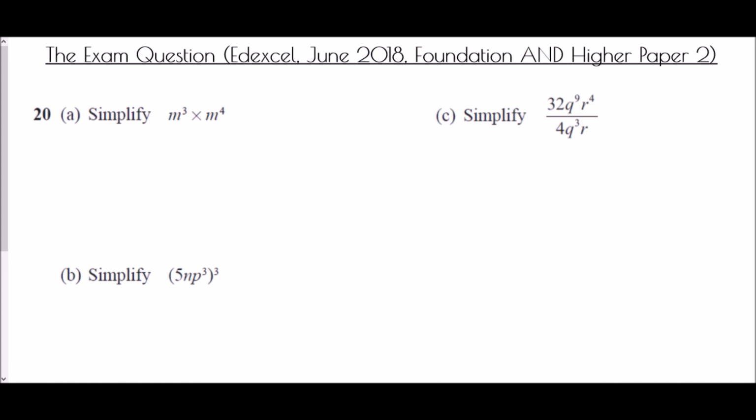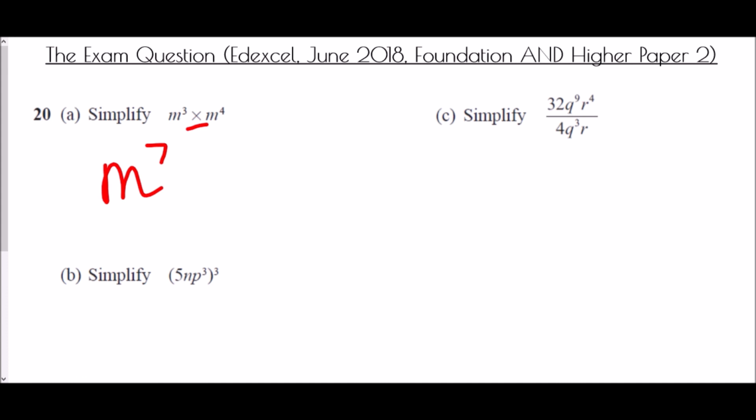So if we do that, we know that our base is going to remain as m, but it's a multiplication. If we are multiplying with powers, we add them together, so 3 plus 4 is 7. So the first answer will be m to the power of 7. In B, we are asked to simplify brackets 5 n p cubed to the power of 3.